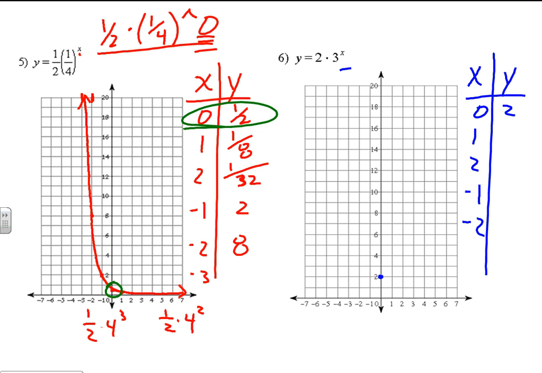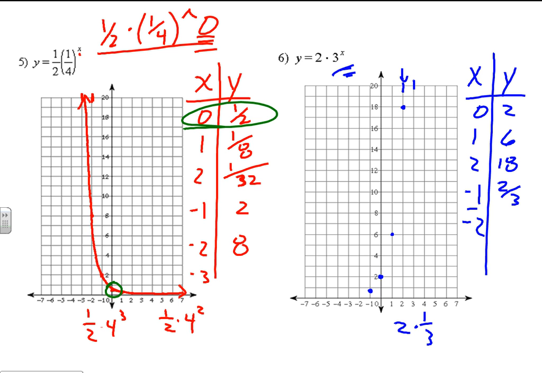When I put in 1, I get 3 to the first, 3 times 2, 6. 1 gets me all the way up to 6. Looks like I'm going to exit pretty quickly here. When I put in 2 for x, I get 3 to the second, 9 times 2, 18, and that just barely fits on. I am very confident that I'm going to exit pretty darn close to 2. Put in -1. 3 to the negative first is 1/3. 2 times 1/3 is 2/3. Pretty close to 1, but a little bit under 1.